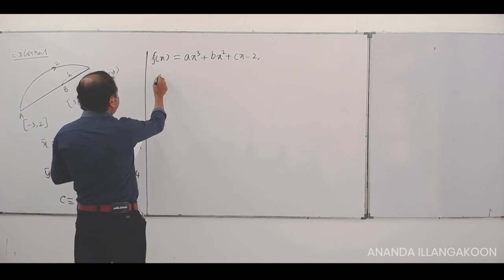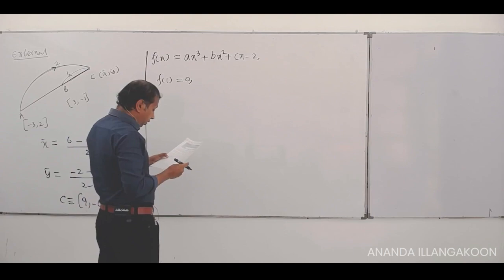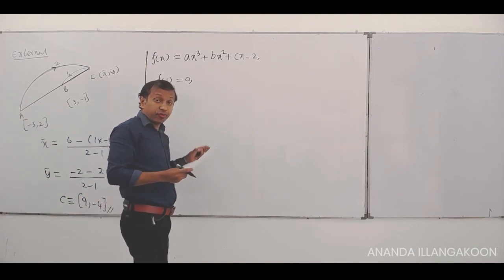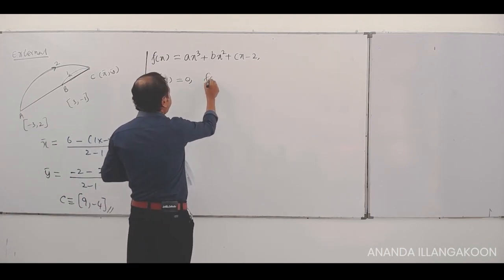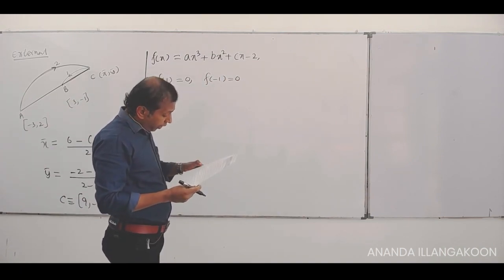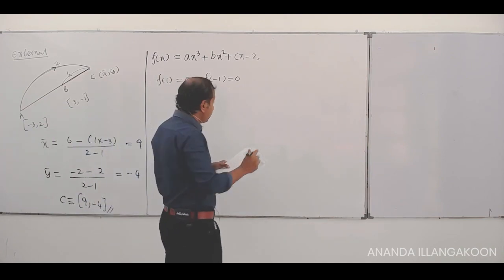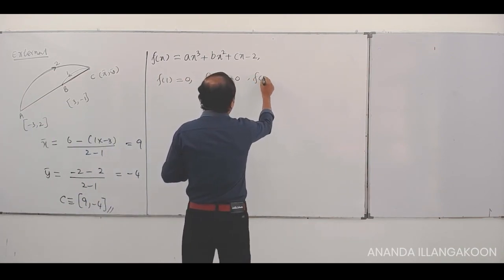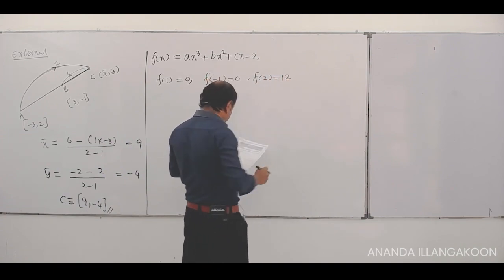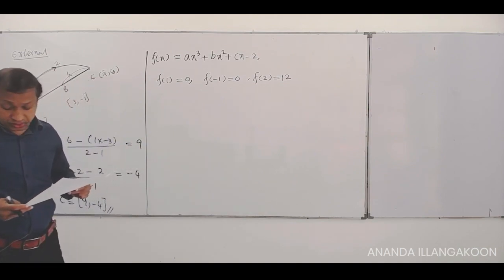X minus 1 is a factor means f(1) is 0. X plus 1 is a factor means f(minus 1) is 0. Right? And when f(x) is divided by x minus 2, the remainder is 12. What is that? f(2) is 12. So that a equals 1, b equals 2, and c equals minus 1, right?